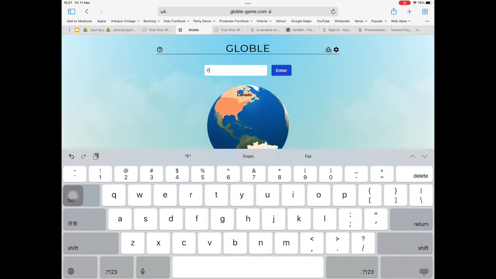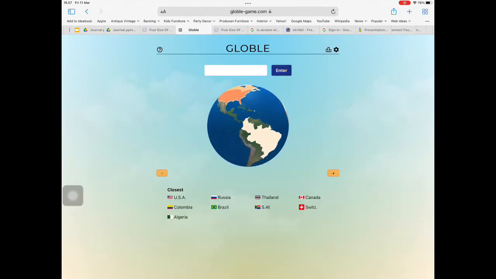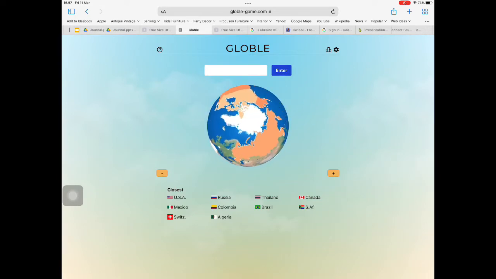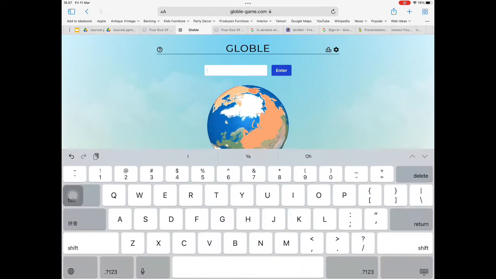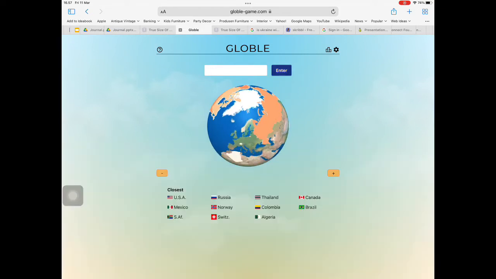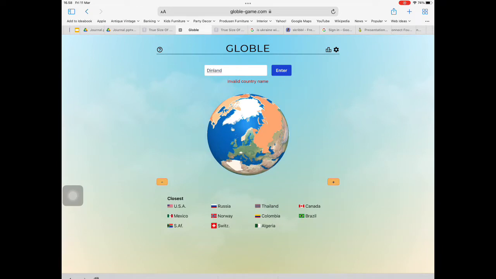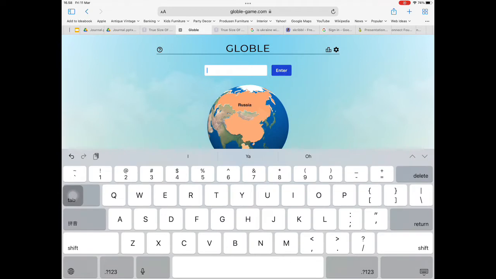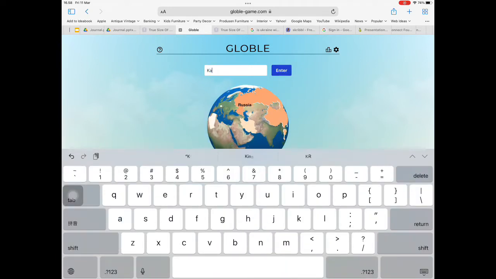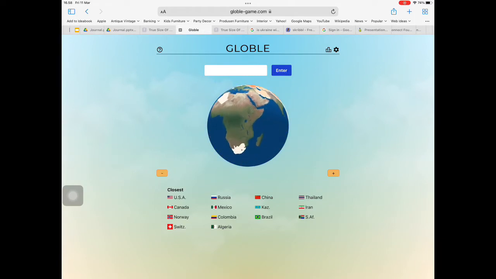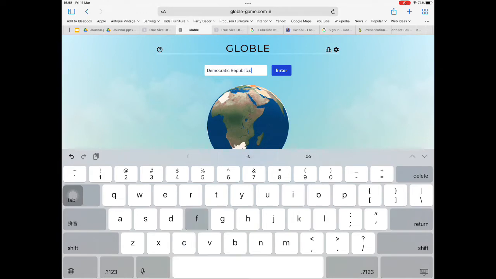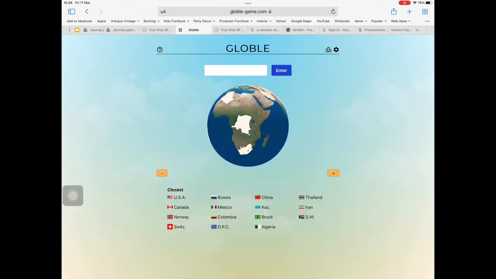Where could it be? Canada? No. It might be a bit more south? No. Maybe it's in Oceania. But I'm going to try Norway instead. Okay, this is getting really hard. China? No. Wait, where could it be? How about the Democratic Republic of the Congo, that's probably the most it could be. Yeah, it must be in Oceania.